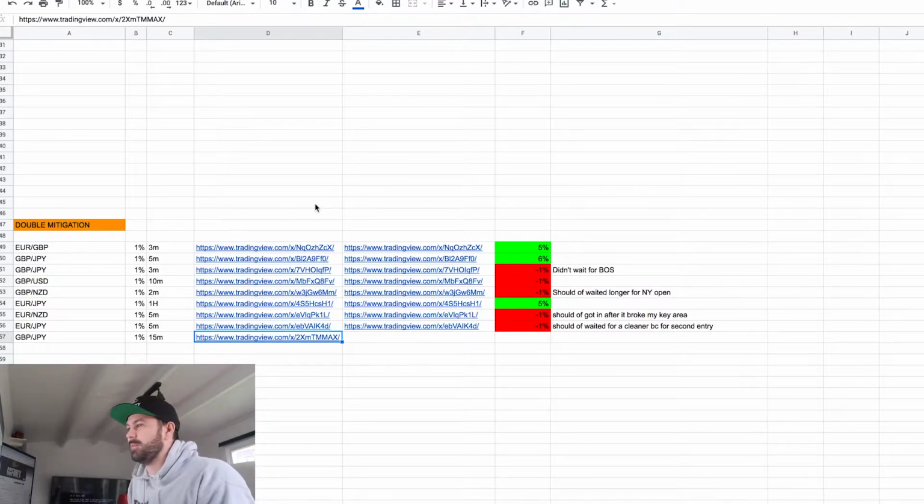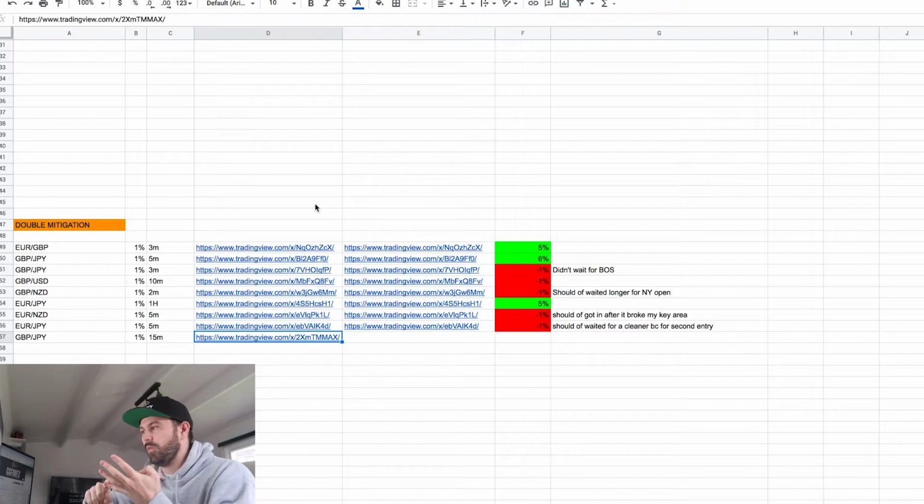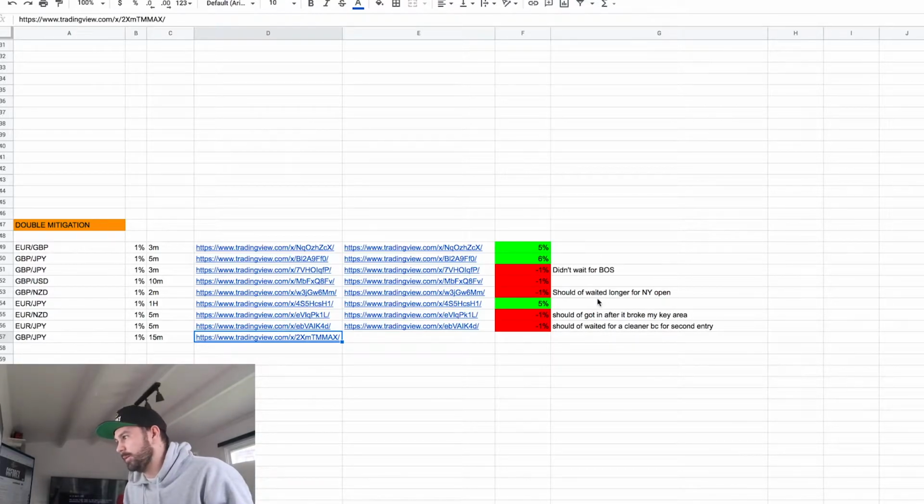Now this is my Google Sheets where I look at my trades. I add in my markups, what pair I've done, what risk I'm taking, what time frame I did the trade on, what it looked like before, what it looked like after, what went right, and what went wrong. And then I write a reason for why it went wrong. Like on the top one, I didn't wait for break of structure. On the one down here, I should have waited for the New York Open, because I know at New York Open there's more volatility. So I should have realized that and stuck to my plan.